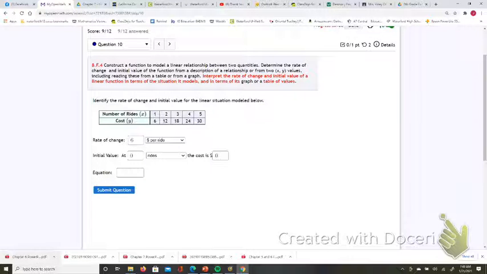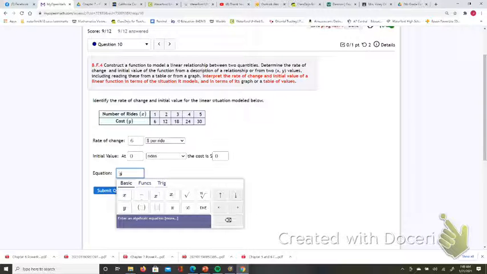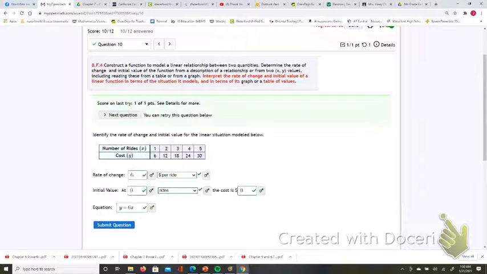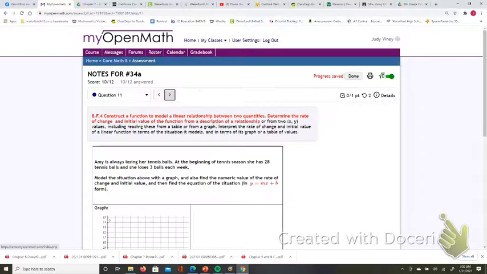Okay? So now we're going to type the equation, and this time we're using x and y. So we have y equals m, which is 6x, plus b, which is 0, plus 0. Now, wait a second. 6x plus 0, if I add 0 to anything, it just stays the same. So I could just type 6x. Y equals 6x, because 6x is the same as 6x plus 0. Submit.